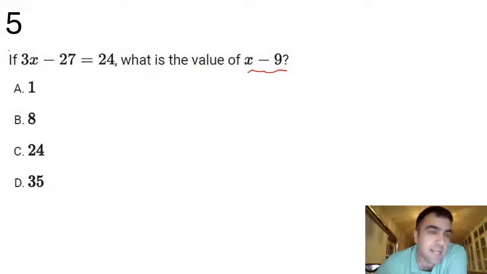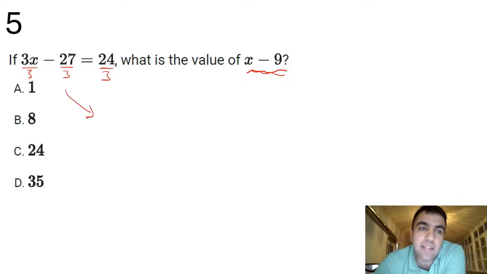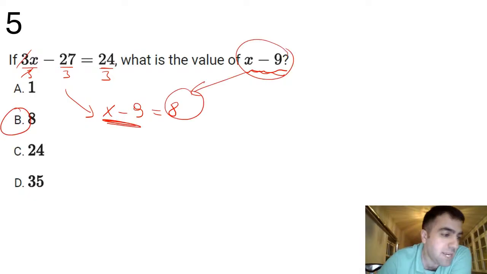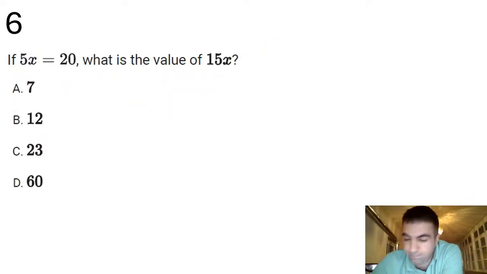Fear says it. Fifth question. Let's solve this. We are asked to calculate x minus 9, right? We can divide all terms of the equation by 3. And we are getting a new equation, x minus 9 is equal to 8. And we are asked the value of x minus 9. We found that. That's 8. This is B. And the sixth question.